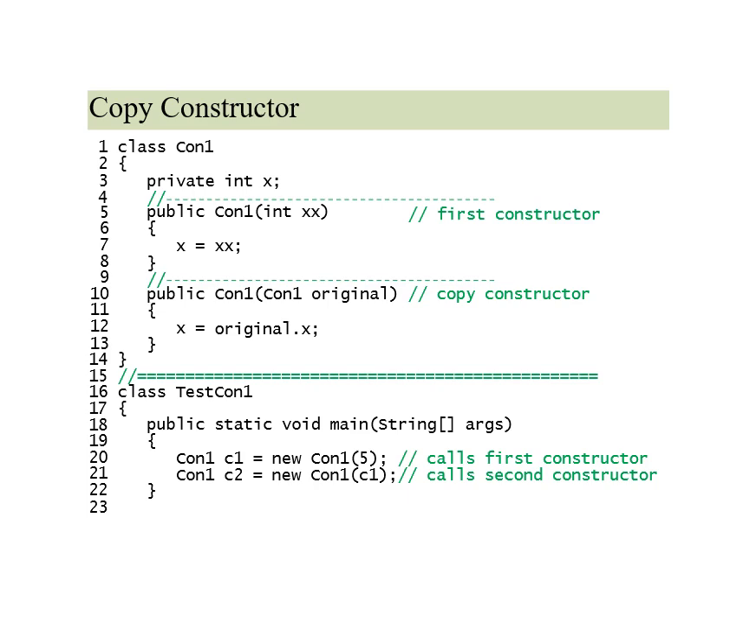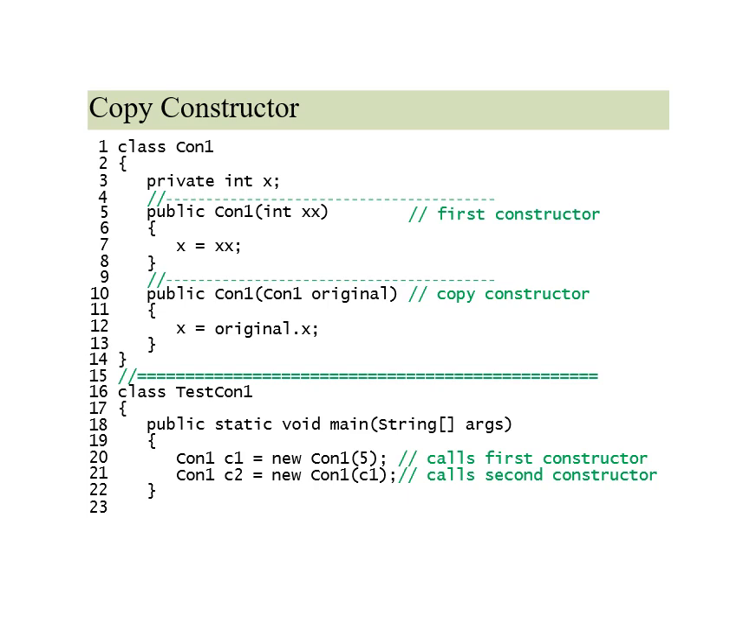All right, so that 5 is assigned to XX, which is then assigned on line 7 to the instance variable X. And then the pointer to this new con1 object is assigned to C1. So C1 points to a con1 object that has in its X instance variable 5.